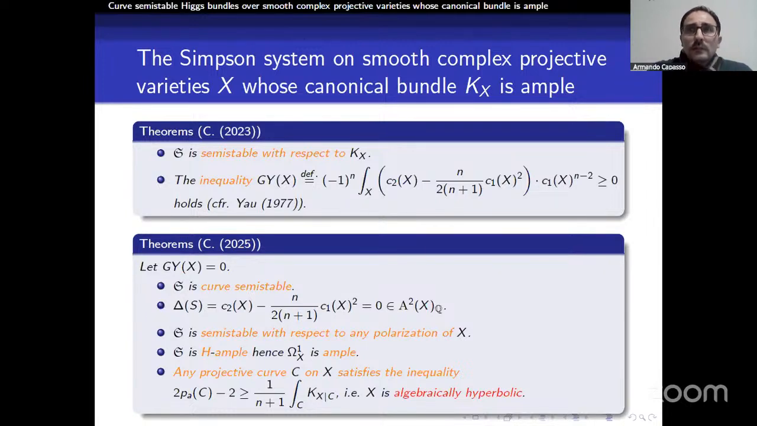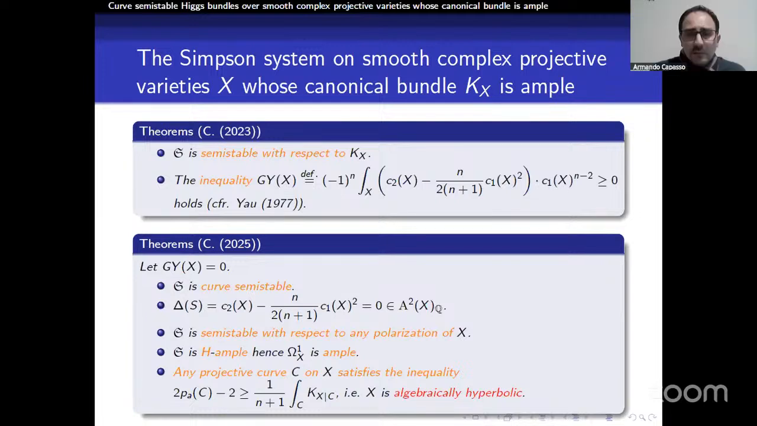What was unknown, to the best of my knowledge, is the following value. Excuse me, what do you mean by algebraically hyperbolic? I mean, that's the point. A variety is algebraically hyperbolic if any projective curve C on X satisfies this inequality where instead of 1 over n plus 1, one has a real positive number epsilon. Do I need to repeat? Okay, no, thank you. Perfect.